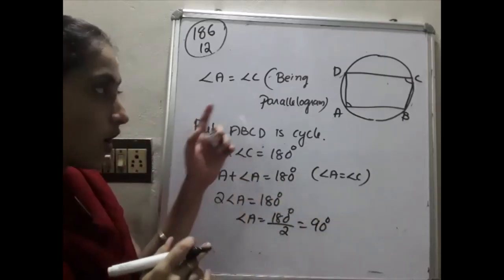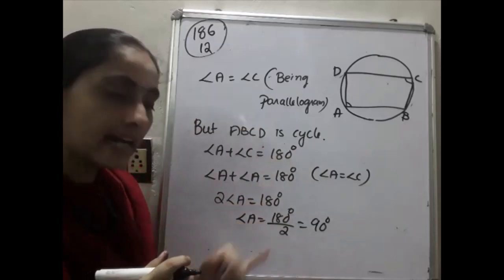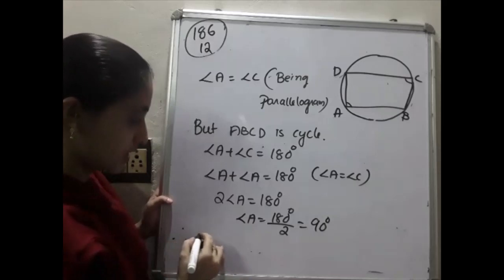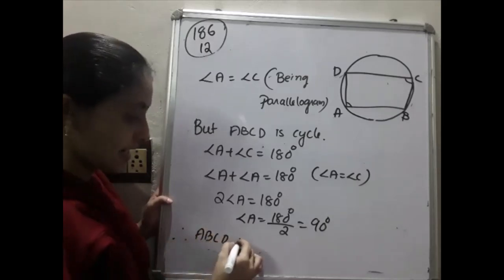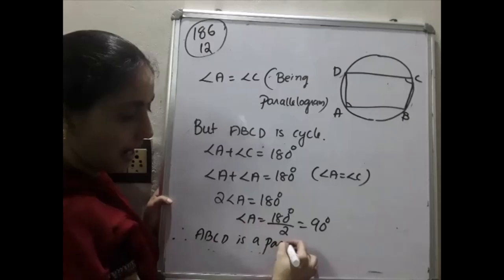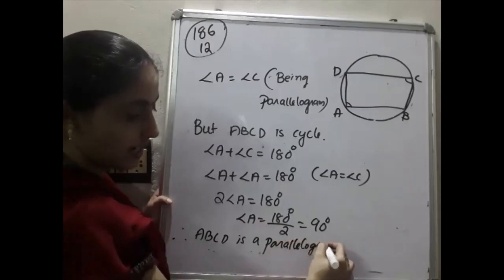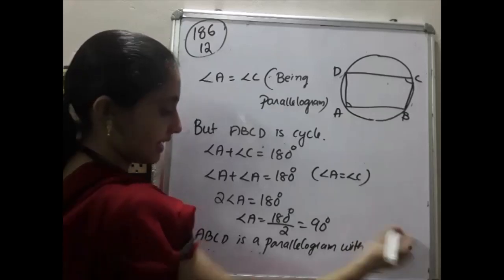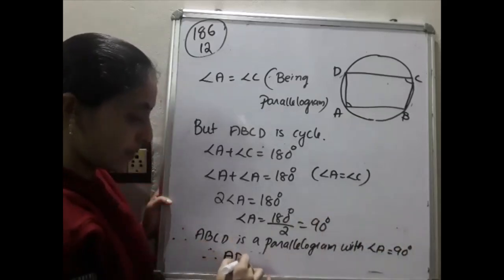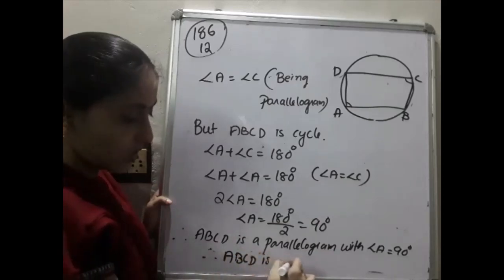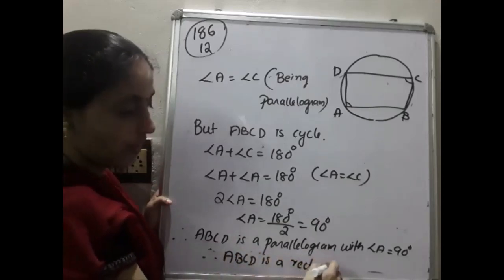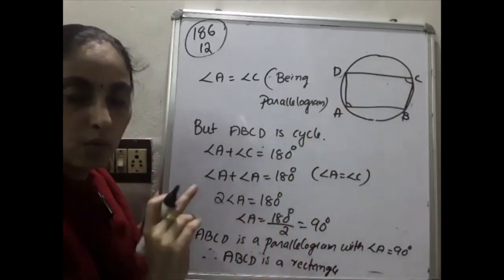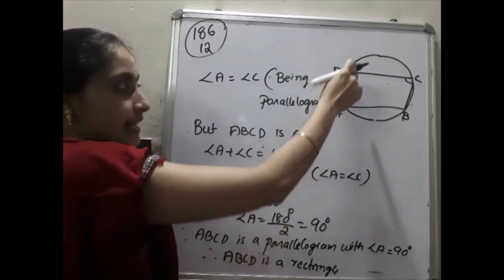So ABCD is already given as a parallelogram, and a parallelogram with one angle of 90 degrees is called a rectangle. Okay. So therefore what can we write? ABCD is a parallelogram, that is already given in the question, with angle A equal to 90 degrees. Therefore ABCD is a rectangle. Why can we say it is a rectangle? Because if this is 90 degrees, this will be equal to 90 degrees. Why? They are equal.